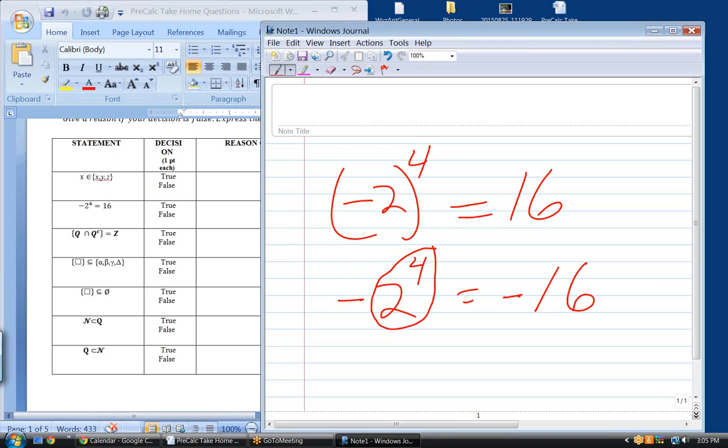Right. So this would be false. It's not equal to 16. It would have to be -2 within parentheses. In other words, the negative sign would have to be part of what was being taken to the 4th power. And without the parentheses, it's not. Whenever you see an exponent, it only applies to what is directly below it, or what is below it in parentheses.